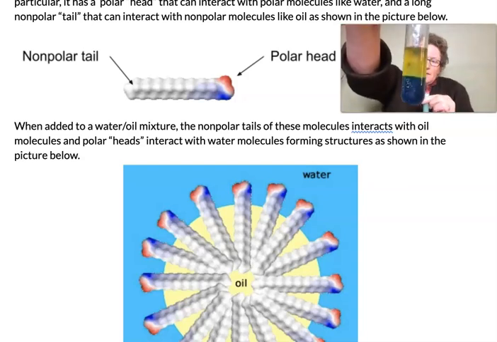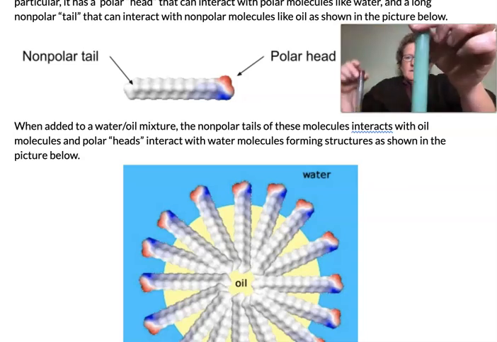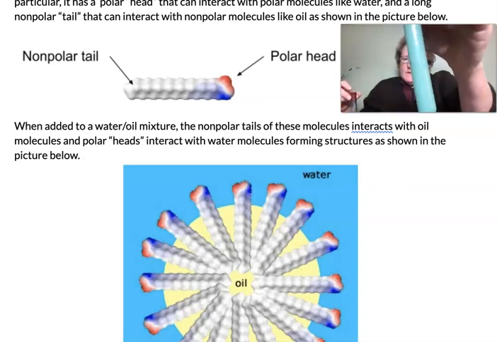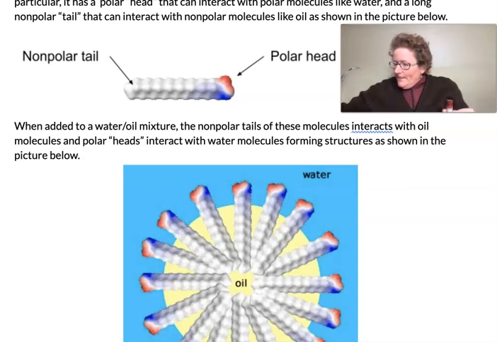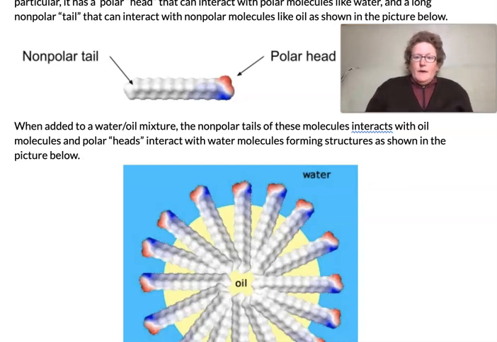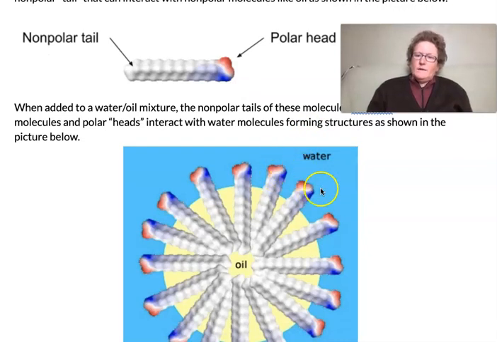It's exactly the same test tube, a little bit different volume because I added some soap, and the suds make it look different. But this is oil and water mixed with some soap, and this is just oil and water. Because soap has special properties, it's got a polar head and a nonpolar tail, it can get oil and water to mix. When adding a water-oil mixture, the nonpolar tails of these molecules interact with oil molecules, and polar heads interact with water molecules, forming structures such as the picture below.